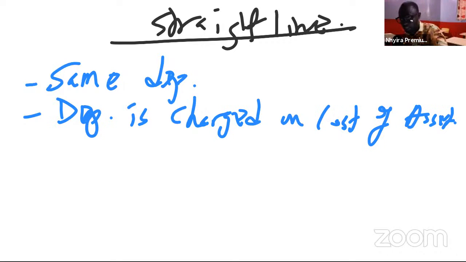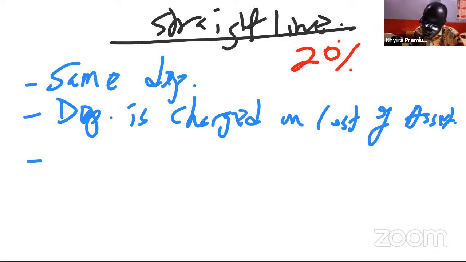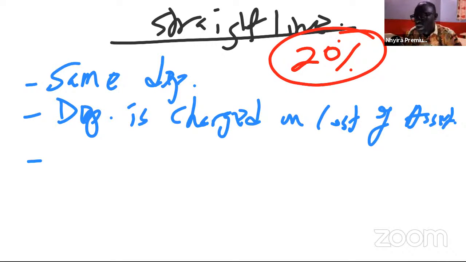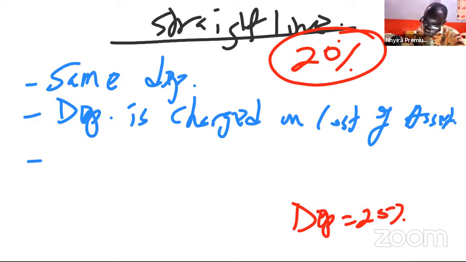Now I'll explain this statement to you in a moment why I am saying that. So the reason why I'm saying it's charged on the cost of the asset is that sometimes when it comes to the depreciation, the examiner will give us percentages. So the examiner will say 20% straight line. If the examiner says 20% straight line, that means the depreciation figure is simply going to be 20% of the cost of the assets. That is what we mean by depreciation being charged on the cost of the assets.